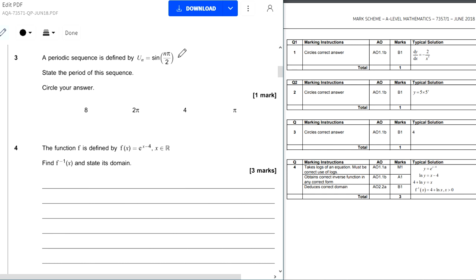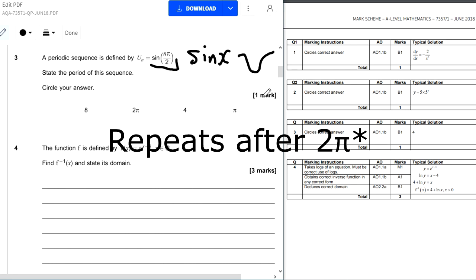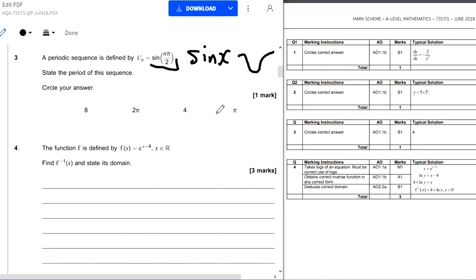But the better way to do this is, you notice that you have sine of x, which is periodic. The way to figure this out is that x in this case is not pi over 2, but it is actually n pi over 2. And so for every n, you're stepping forward by pi over 2.